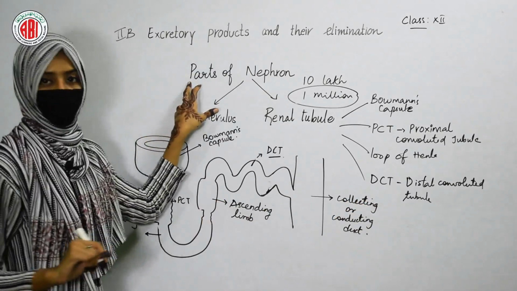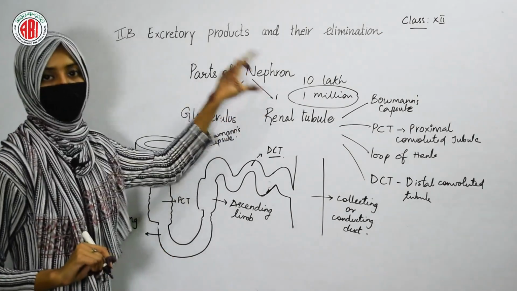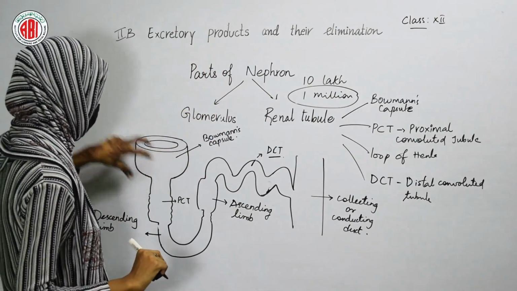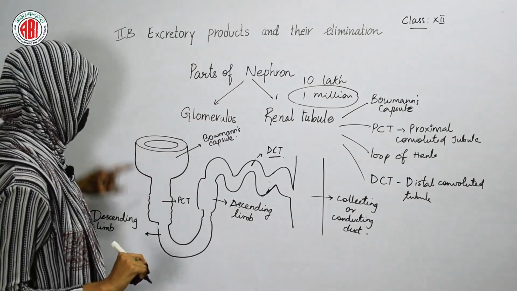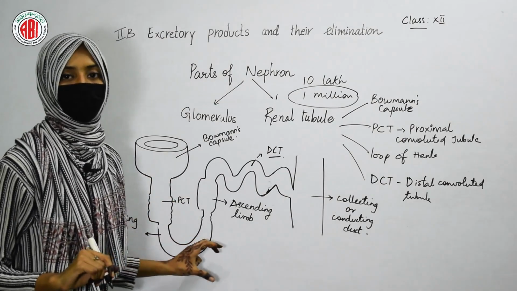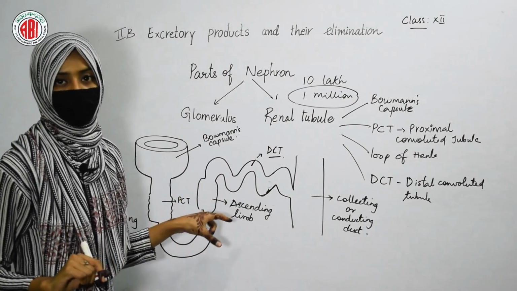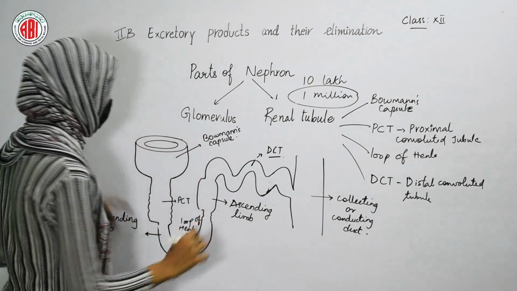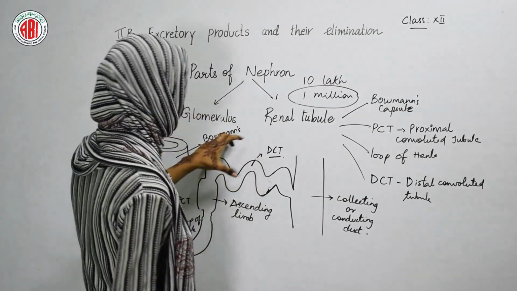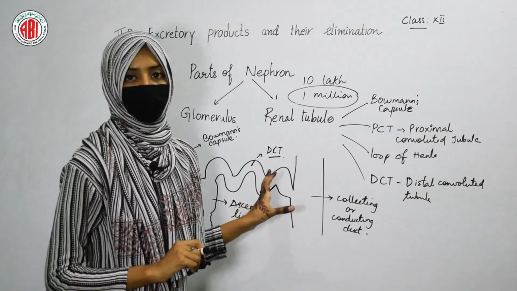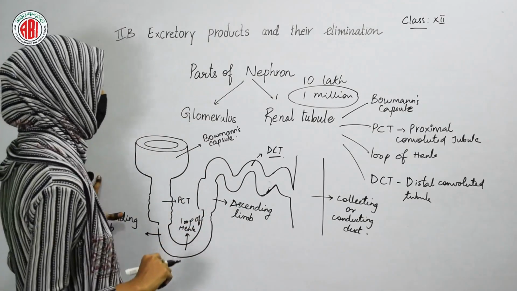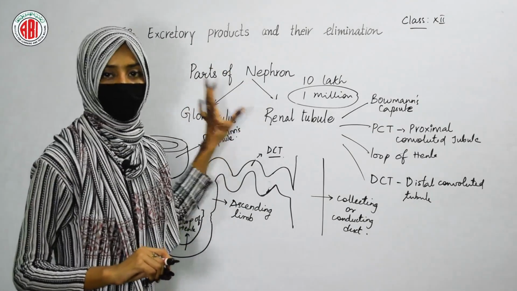So the parts of the nephron include the glomerulus and the renal tubule. When we look at the structure of the renal tubule, we can find parts like Bowman's capsule, which is cup-like, and then a tube called PCT, proximal convoluted tubule. This extends forward and results in the formation of a U-shaped loop called the loop of Henle. This loop of Henle opens into a tubule called the distal convoluted tubule, and this distal convoluted tubule finally opens into a duct called the collecting duct. So this whole structure is called the renal tubule of a nephron.